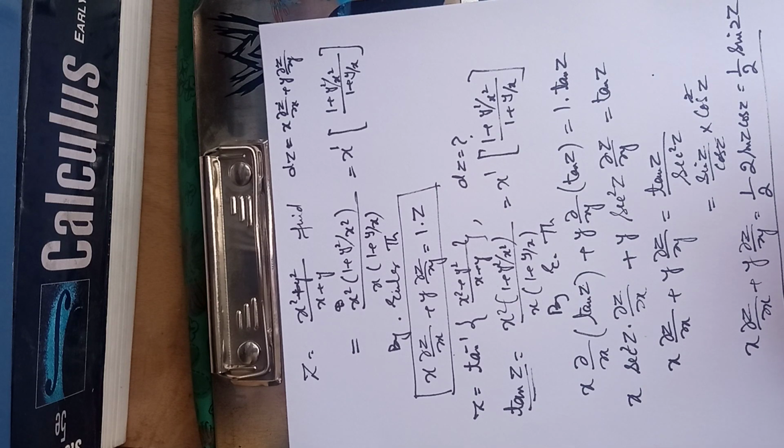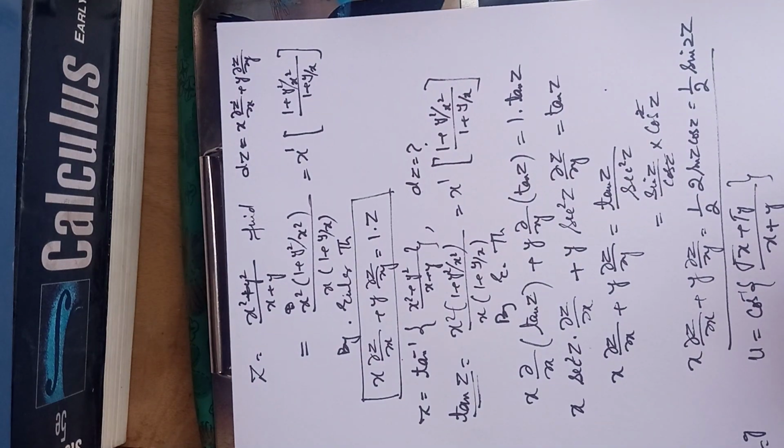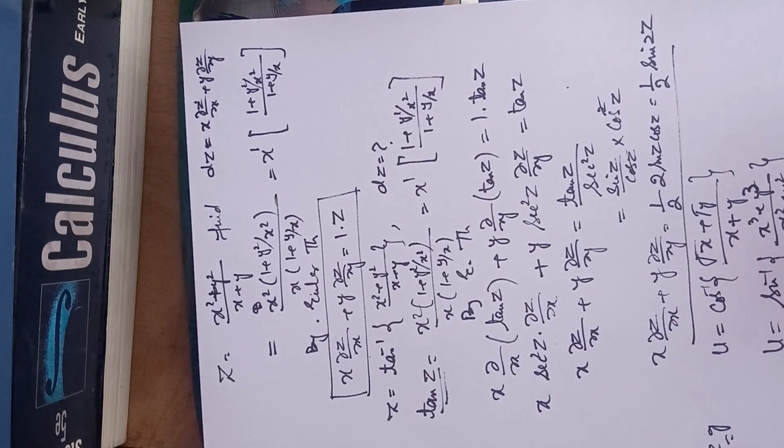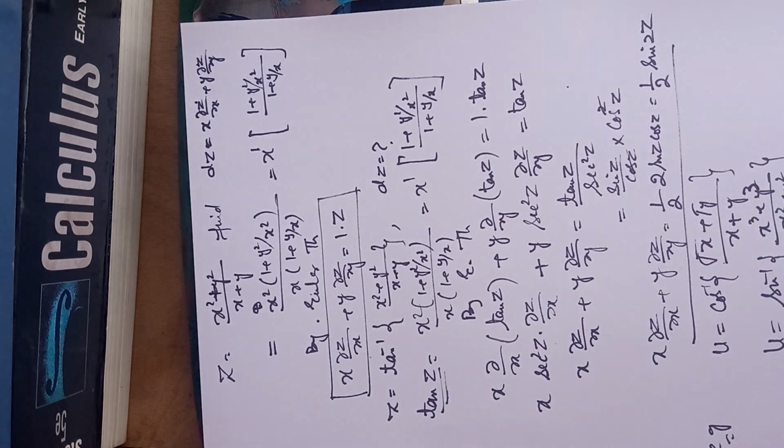Let me give you some examples. U equal to cos inverse of (root x plus root y) by (x plus y). U equal to sine inverse of (x cube plus y cube) by (x square plus y square). Okay, so this is fine. Let me stop here. Thank you.